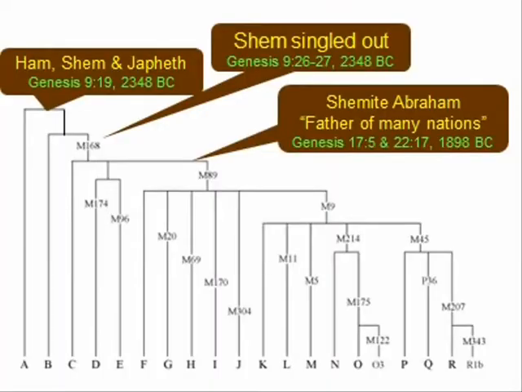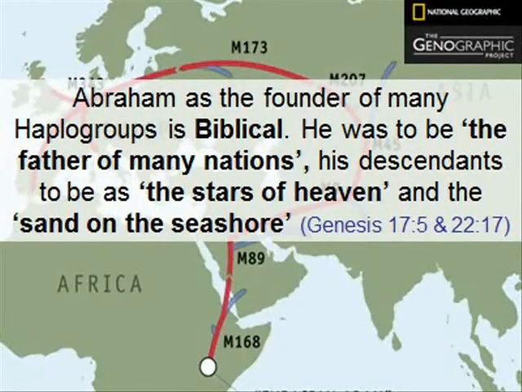Ham, Shem and Japheth then, on the chart, ancestor of all the haplogroups, Shem singled out, and then the Shemite Abraham. Abraham, as the founder of many haplogroups, is biblical. He was to be the father of many nations, his descendants to be as numerous as the stars of heaven and the sand upon the seashore.